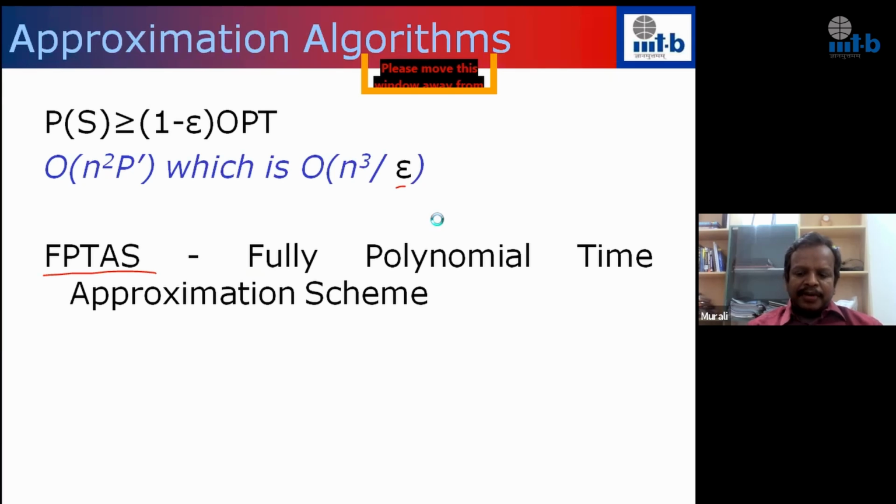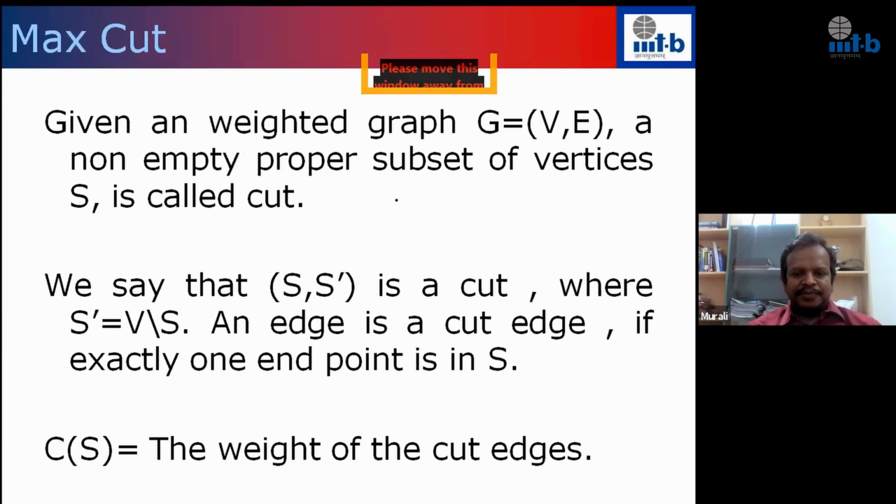So the next problem is to find a max cut. Let me quickly define what a cut is. You're given a weighted graph. A proper non-empty subset S is called a cut, in general written as S comma S complement. S complement, or S dash, is the set of all vertices which are not in S. You take a subset of vertices, call it S, and S dash is the set of all vertices which are not in S. That's called a cut.